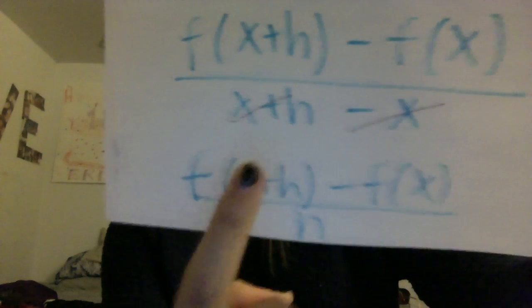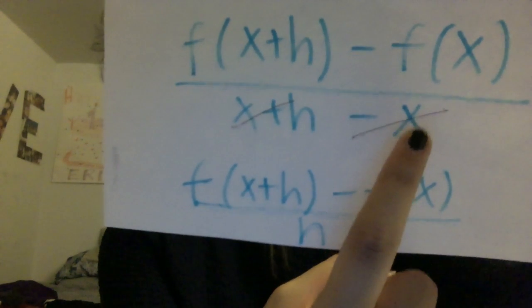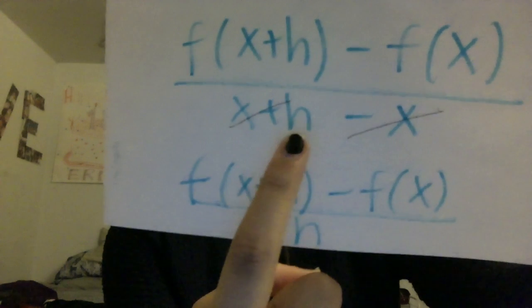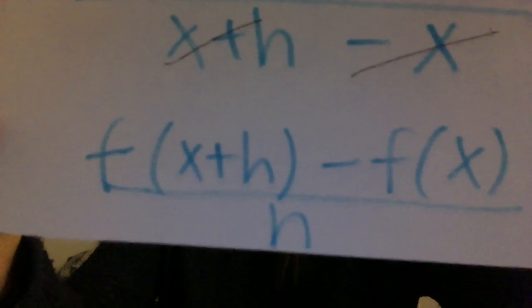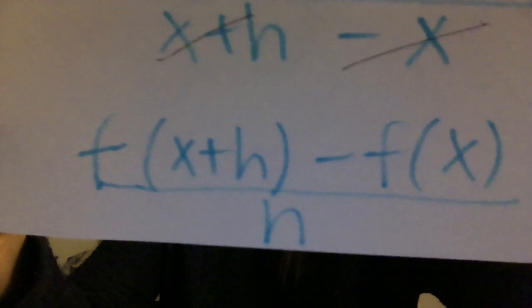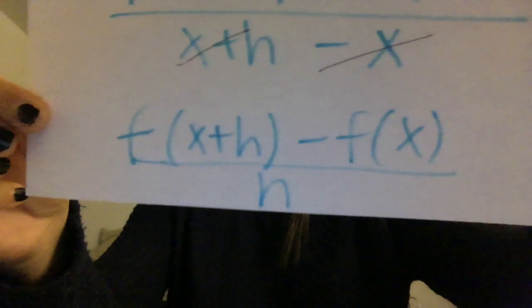Right here and right here. So you guys see how there's a positive x and a negative x? Well, I canceled those two out, so now the denominator is just h. So this right here is the actual difference quotient, and it's f of x plus h minus f of x over h. That's how you're going to find the slope of a curve.